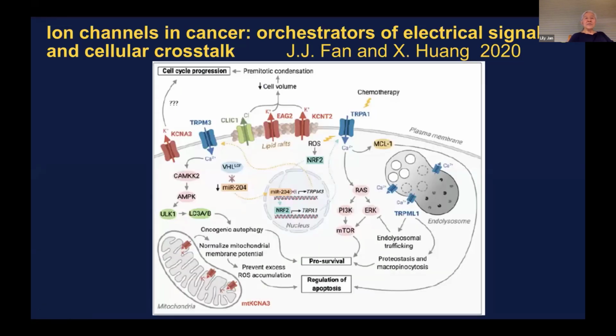For cell proliferation, in this example, we see one type of chloride channel and the EAG2 potassium channel that mediate volume change actually at S2. It's referred to as pre-mitotic condensation, and that is important for one checkpoint for mitotic entry. And there are other potassium channels that control the volume during mitosis.